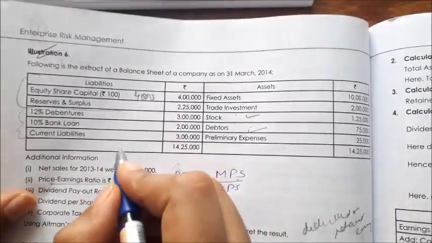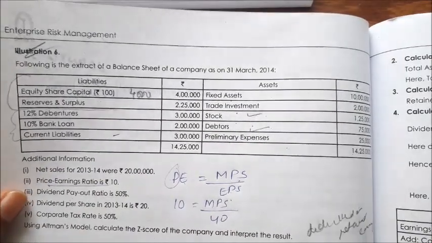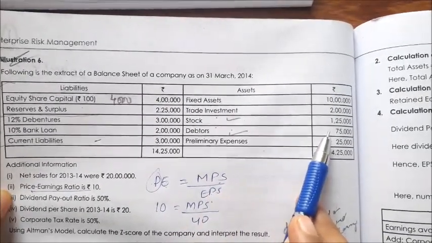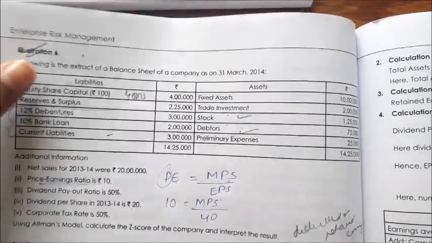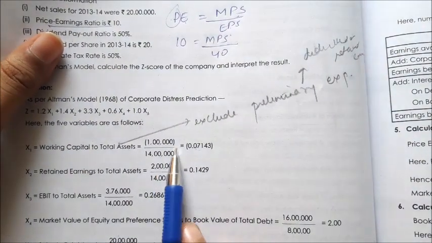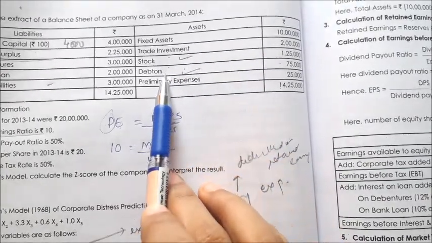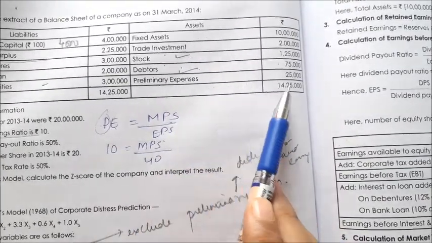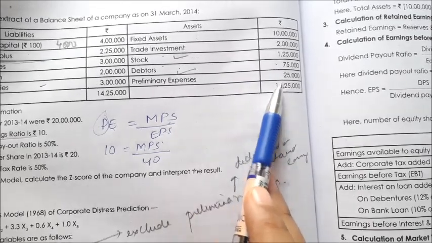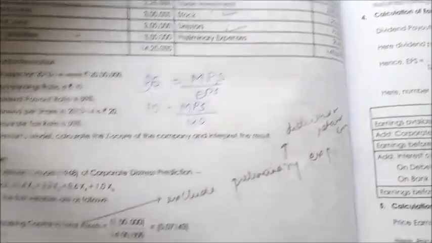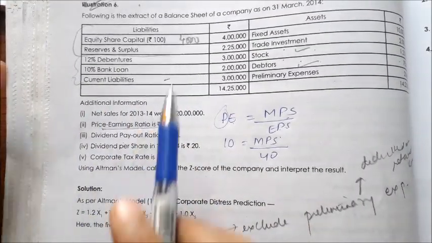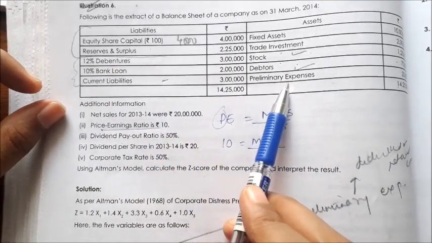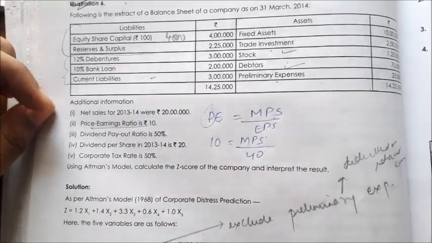Current liabilities are already provided as 3 lakh. So 1,25,000 plus 75,000 gives 2 lakh, minus 3 lakh gives a negative value of 1 lakh. So the negative value is there, and we'll keep the negative value. Now total assets are fixed assets, trade investments, current assets. We should not consider the preliminary expense. If we deduct it, we get 14 lakh. Now retained earnings are reserves and surplus, and like this we deduct preliminary expenses. So we got the value 2 lakh.